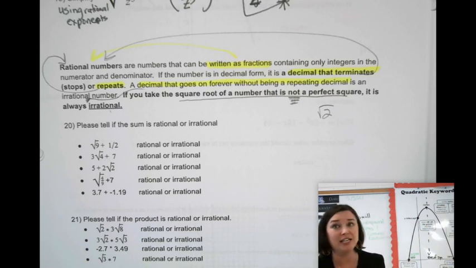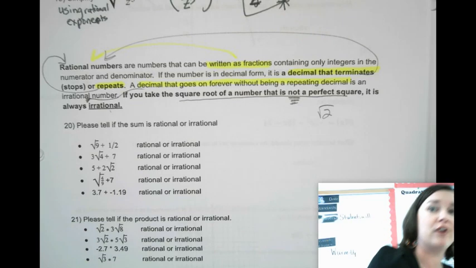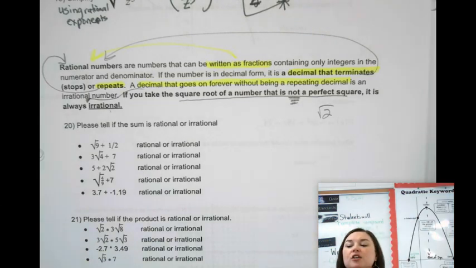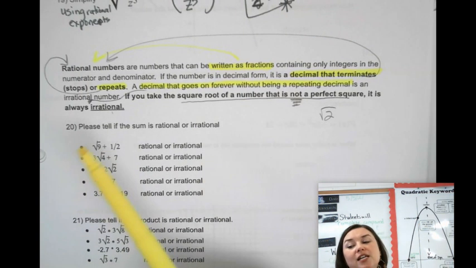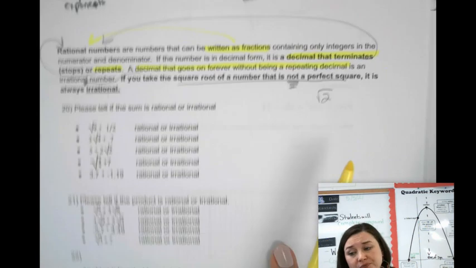However, in a calculator, they can only hold 9 to 10 digits. So it'll go 9 to 10 digits in the calculator and stop, but it really goes on and on forever. And I'll show you an example of that. So what they want to know here is tell if the sum is rational or irrational. So I'm going to do the first one with you.